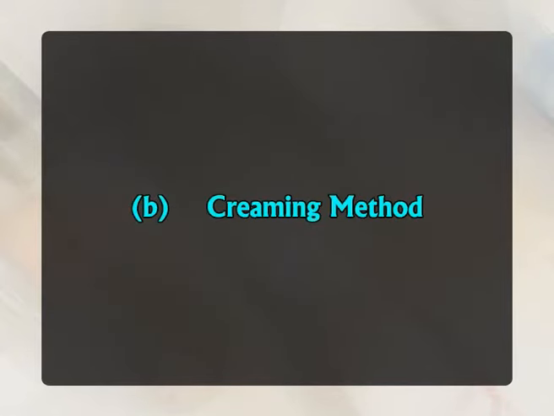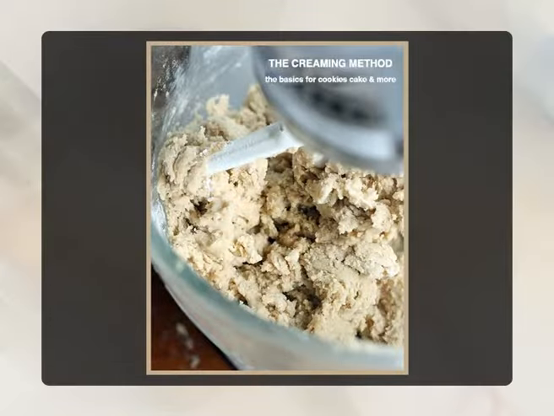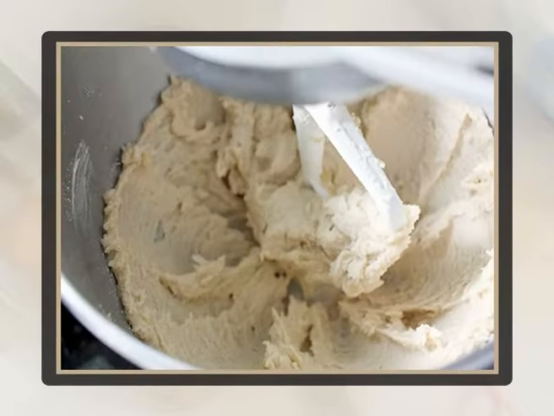B. Creaming method. Creaming method is similar as for cakes. As cookies require less liquid, it's not essential to add liquid alternatively with the flour. It is added together at once. Creaming is very important as it affects the texture, leavening and the spread of the cookies. Only a small amount of creaming is desired when the cookie must retain its shape and not spread too much.